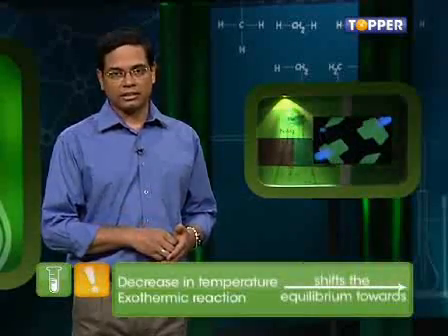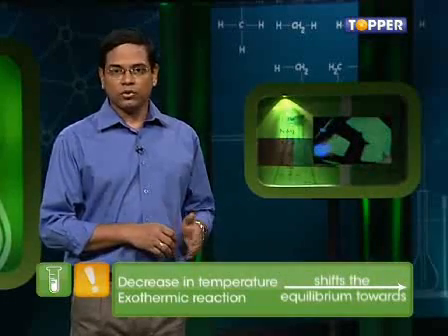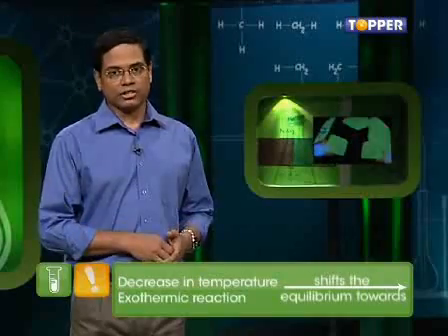Now, in most cases, it is far more viable to shift reactions to the product side. In an exothermic reaction, this can be done by shifting the equilibrium forward, which would require lowering of the temperature.